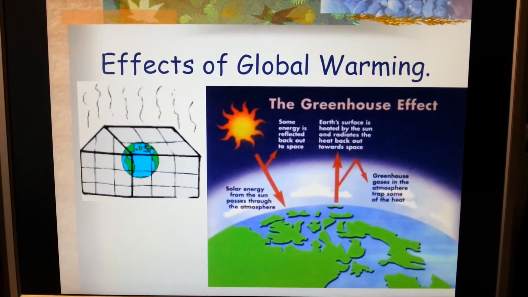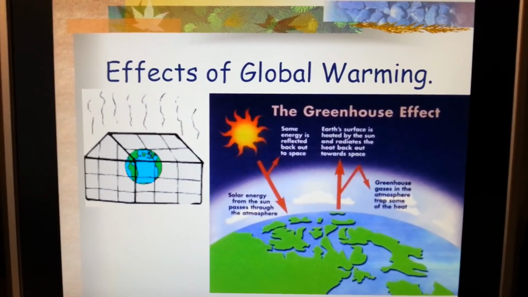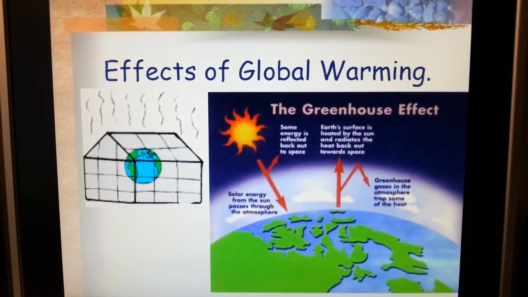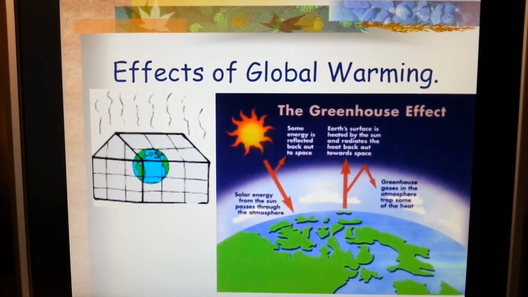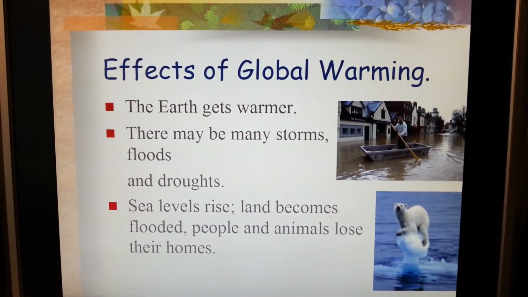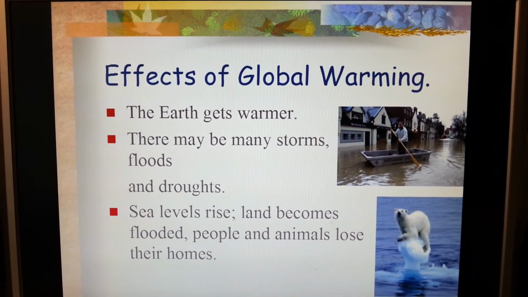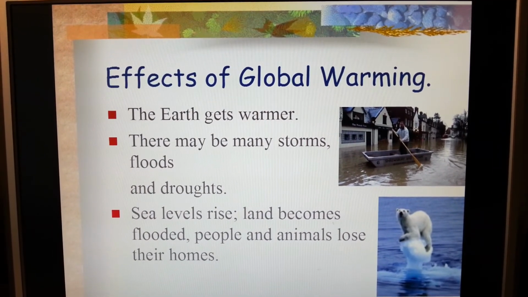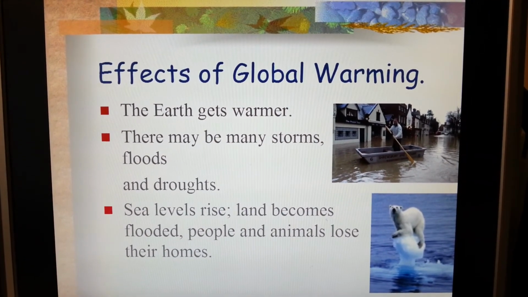Again, you can see the heat coming from the sun, and some of it escapes, but some of it is reflected back towards the Earth. The greenhouse gases trap it in the atmosphere and it warms up the Earth. So what happens because of that? Obviously the Earth is going to get warmer, so there might be storms, floods and droughts. The sea levels rise, which means the lands become flooded, so people and animals can lose their habitats.